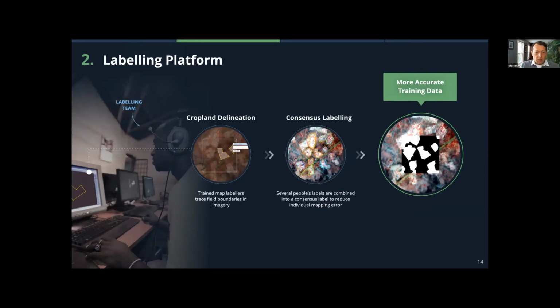So just going on to our next component, the labeling platform. After we create our composites, we present them to our labeling team in a web-based interface that we developed, which has digitizing tools. Our teams look at the PlanetScope imagery and digitize fields in them. We assess the accuracy of each of our labelers, and then we have multiple people look at the same site and label it, and then we convert that into a consensus label that merges them into a best guess as to what a field should be. And that helps minimize a lot of that labeling error to get more accurate training data.